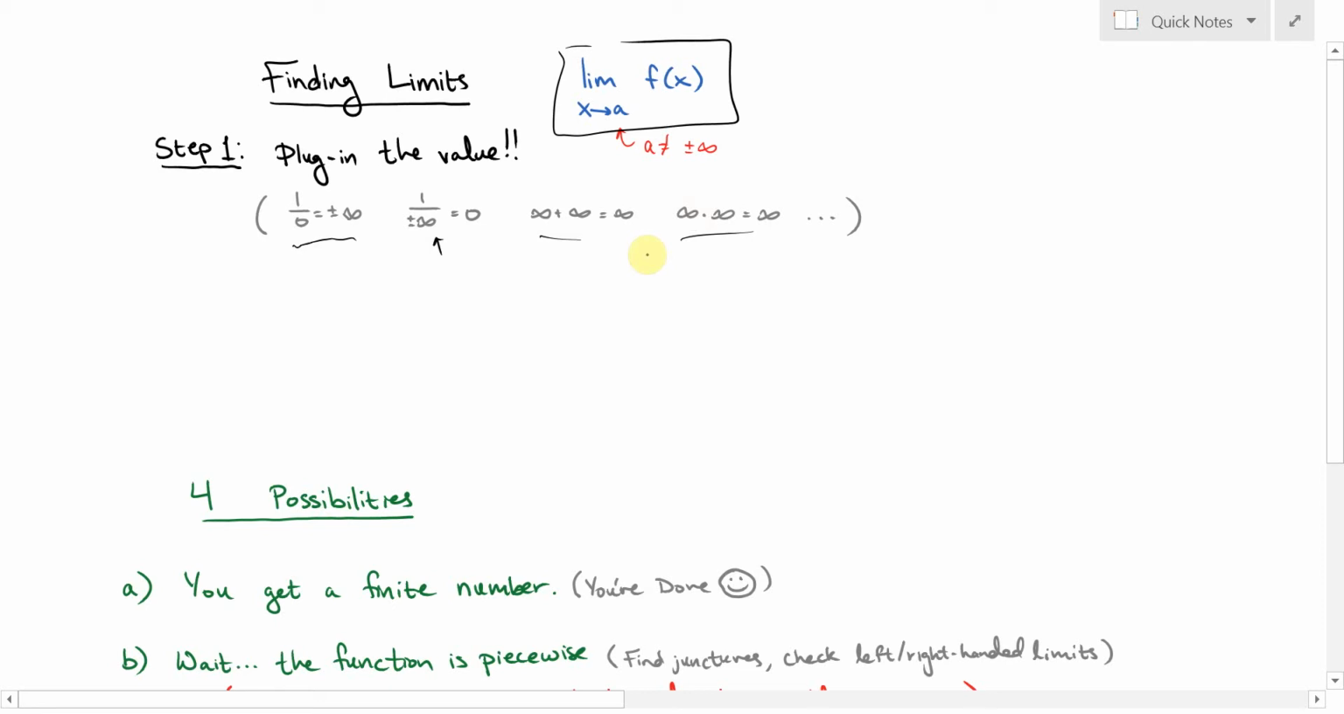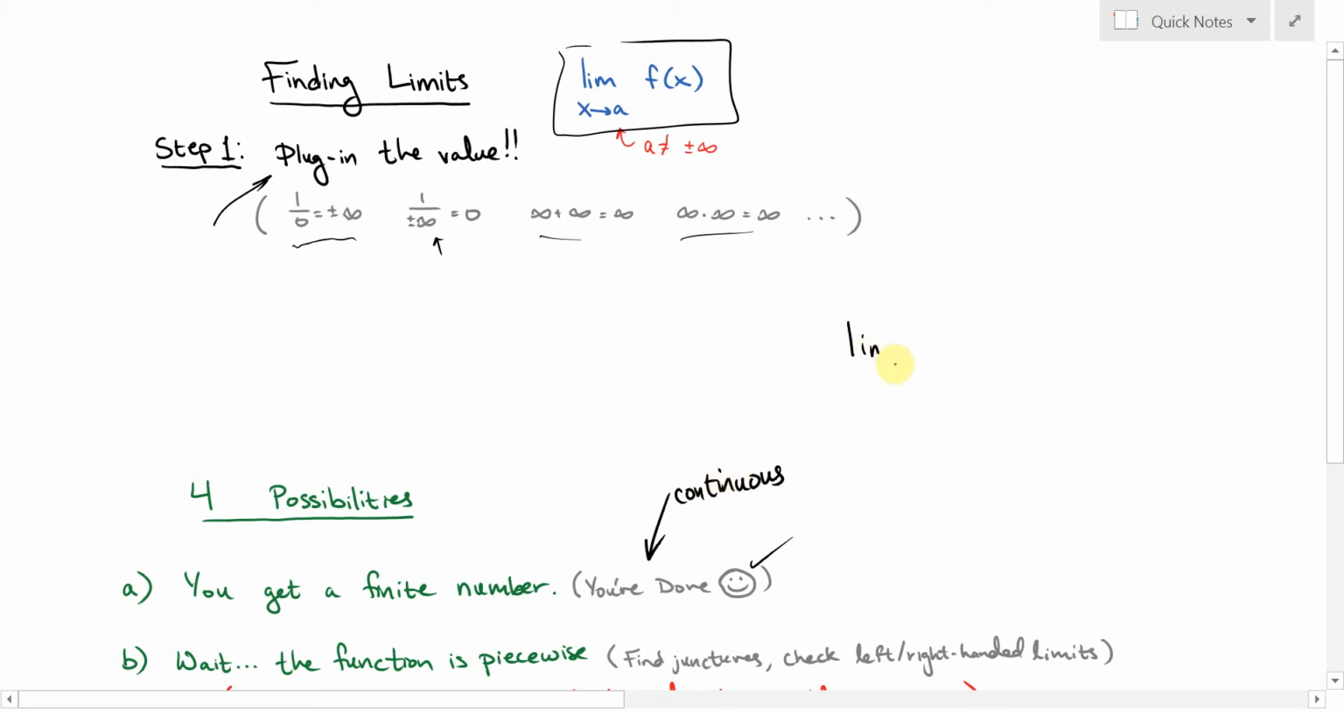So with that in mind, step 1 when finding a limit is you plug in the value. And there are 4 possibilities of what can happen. One is that you just get a finite number. And in that case, I mean, you're done. This is what we call the continuous case. We say that the point in question is a point of continuity of the function.